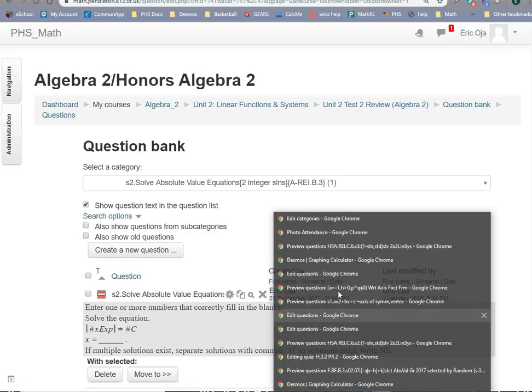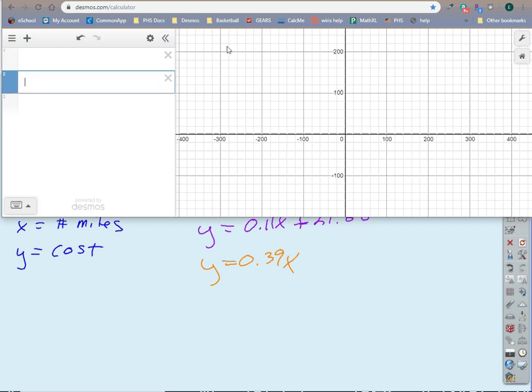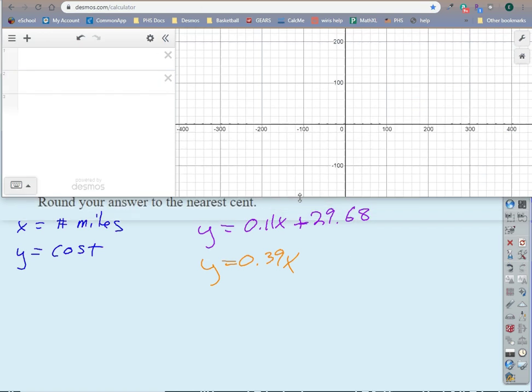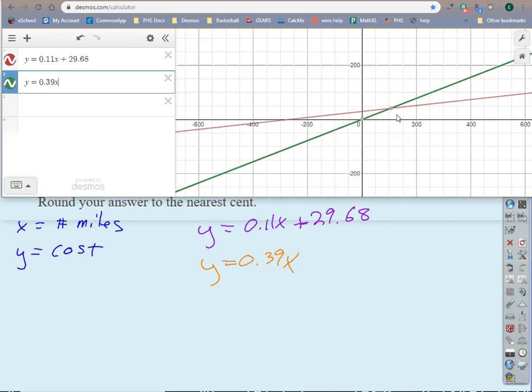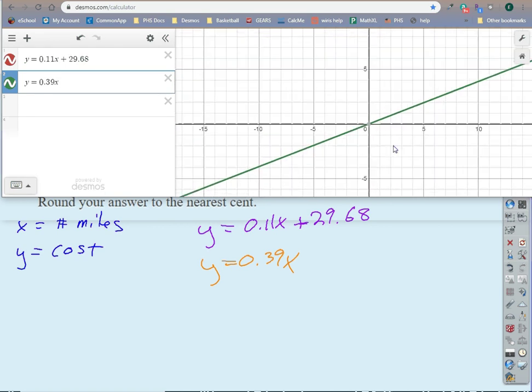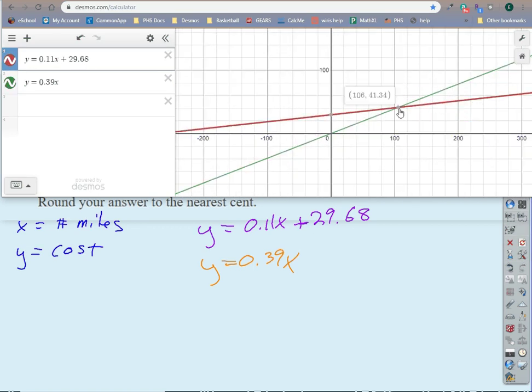Where's Desmos? Somewhere out there's Desmos. Okay, so in Desmos now, we got these two equations we're gonna input. So one of them is y equals 0.11x plus 29.68. Other one is y equals 0.39x. And then I'm just looking for the point of intersection. So it might be like if I'm zoomed all the way in, I don't see it. I just have to zoom out a bunch. And then as soon as I can see where they cross, I'm gonna highlight one of the lines until it shows me where the intersection is and click on it.